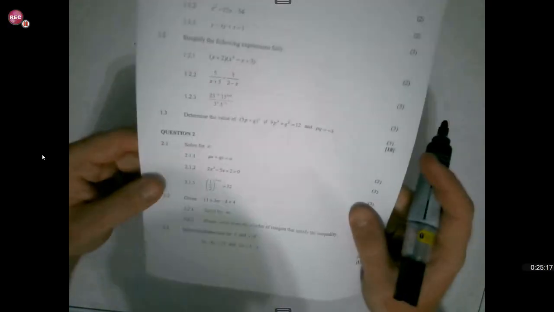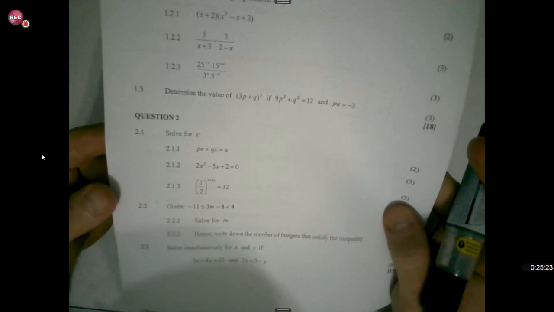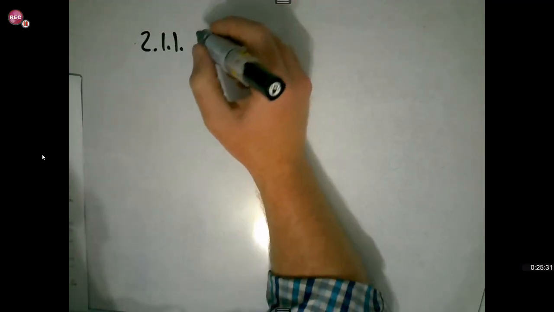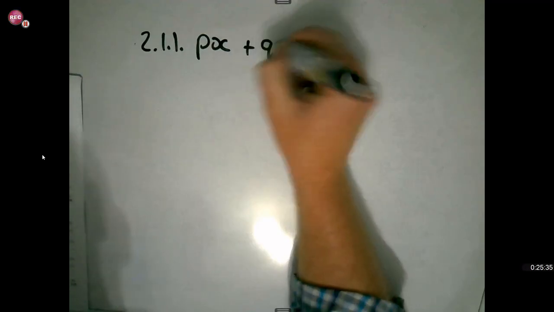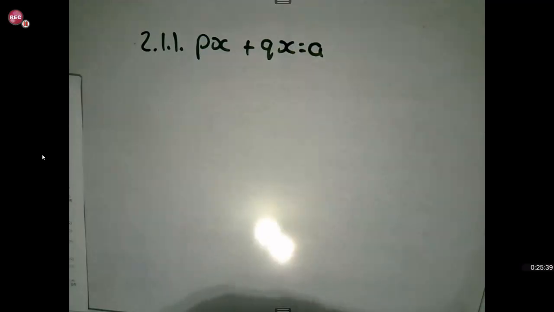Question number 2 over here, we've got 2.1 where they say solve for x. So let's jump in there and solve for x as quickly as we can. 2.1.1. So 2.1.1, we've got px plus qx equals a.